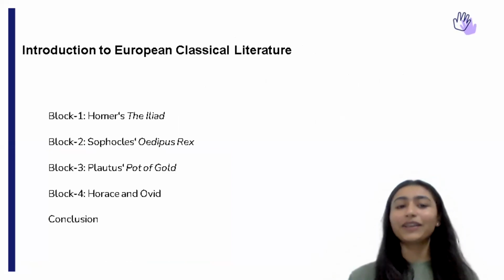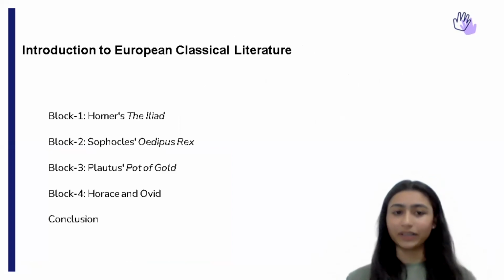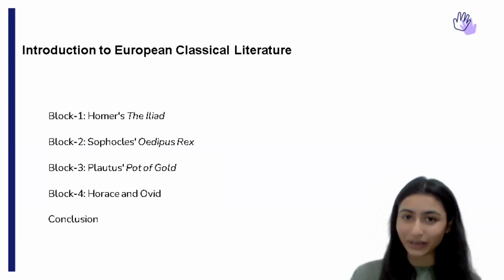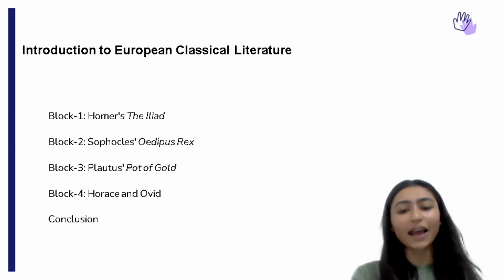So basically, there are 4 blocks under this paper. Block number 1 talks about Homer's The Iliad. Block number 2 talks about Sophocles' Oedipus Rex. When we see block number 3, it is all about Plautus' Pot of Gold. And the last unit covers Horace and Ovid.